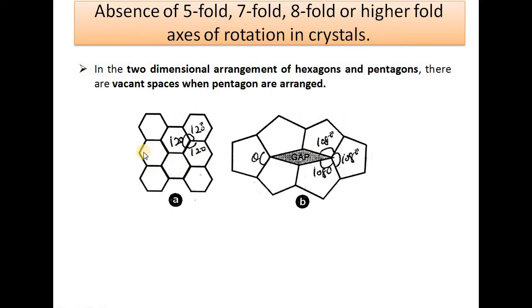We see that in case of hexagon, there is close packing of the unit cells and we are not having any gap in between them. There is no vacant space here. In case of pentagons, where there is 5-fold axis of rotation, we are having a gap between the unit cells when we are joining them to form the space lattice.